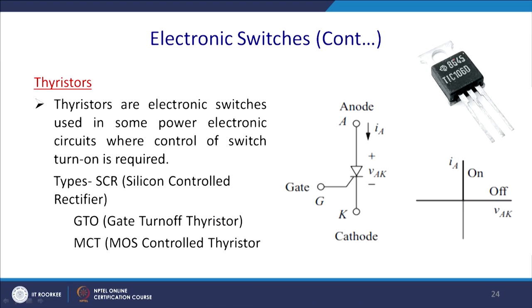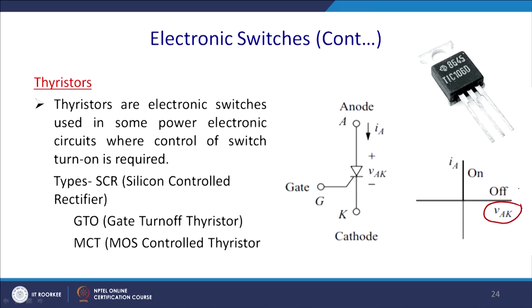Thyristors and diodes have almost the same features, but the thyristor has a controlled turn-on. Once it has been triggered by the gate, only then does current flow; otherwise it has a forward blocking capability, which was absent in the case of the diode. A diode starts conducting only after crossing the threshold voltage.